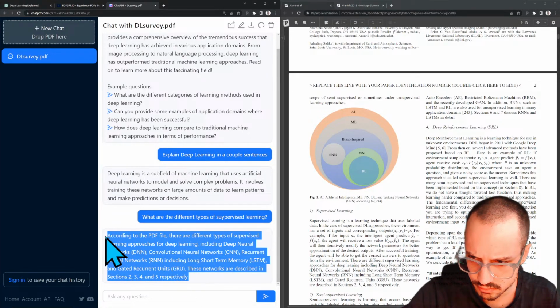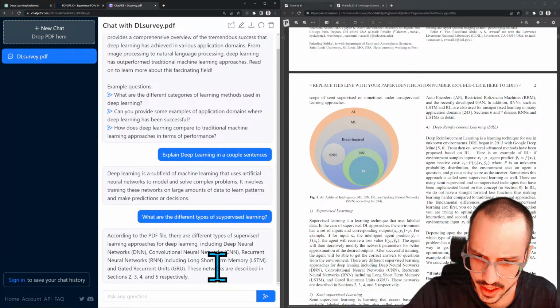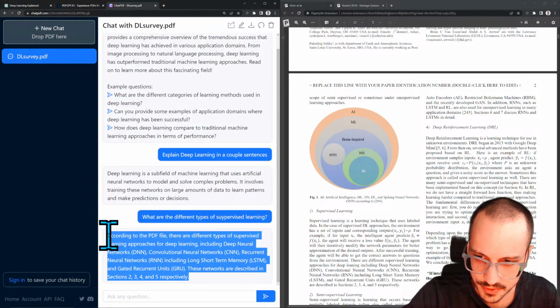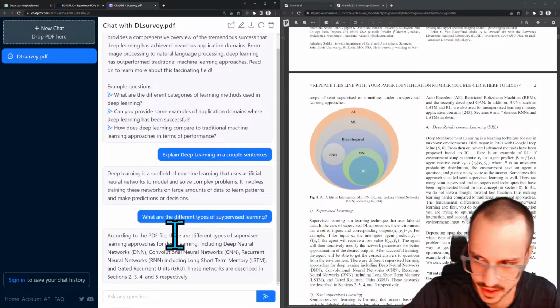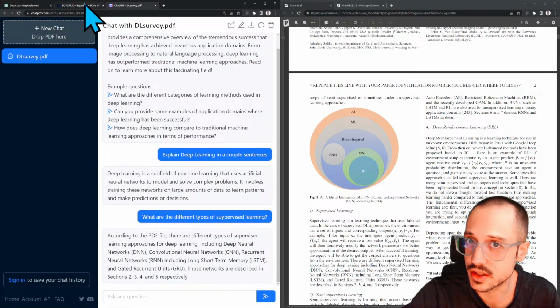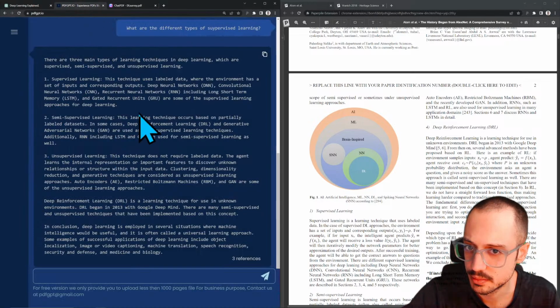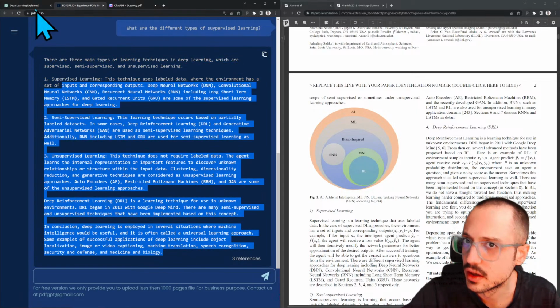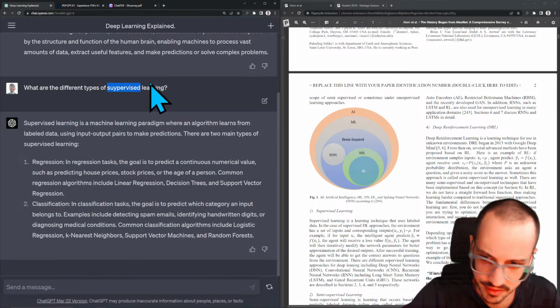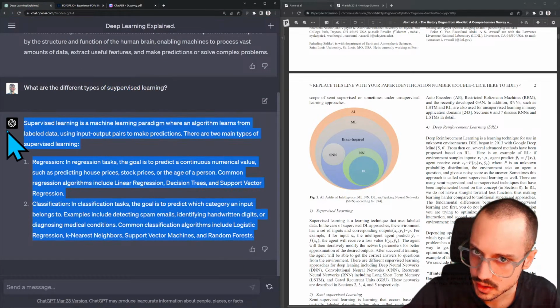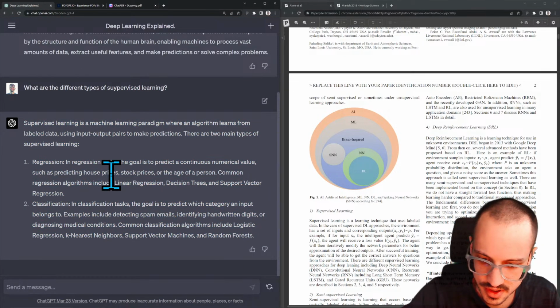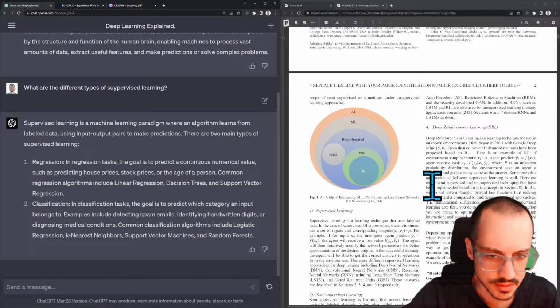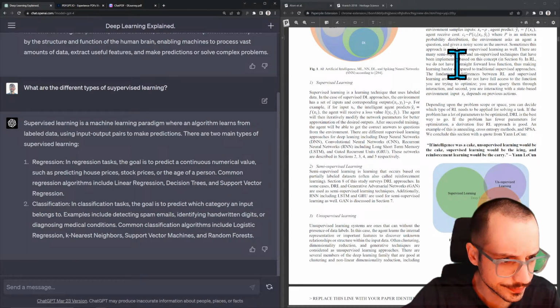So ChatPDF not doing great here. This is not actually any type of supervised learning. This is model architectures. It's just kind of giving you a generic model architecture paragraph. PDF-GPT a little bit better. And then, of course, GPT-4. Probably the best answer in terms of succinctness and kind of actually giving you the right idea. Okay.